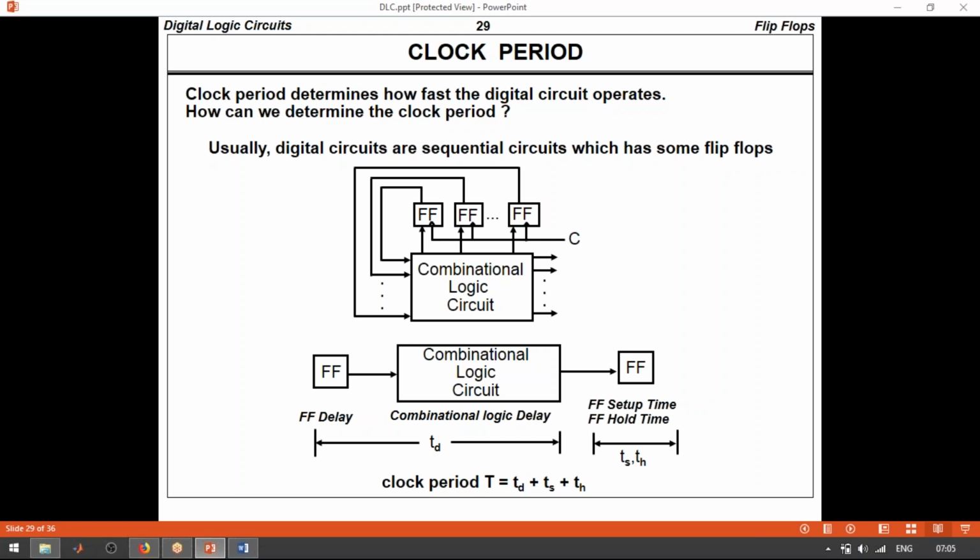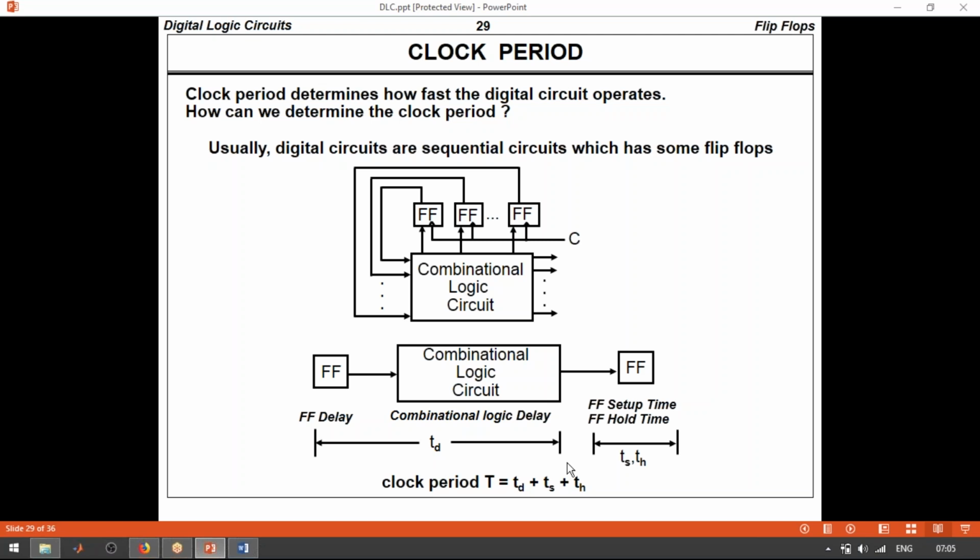and the clock period usually consists of a delay time, then setup time and the hold time. So do you know the delay and setup time and hold time of a flip-flop?